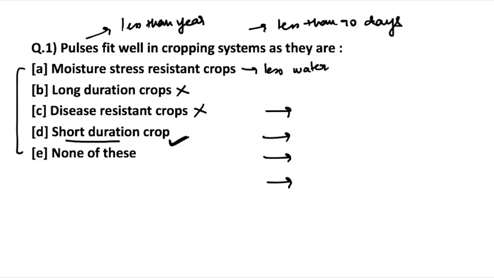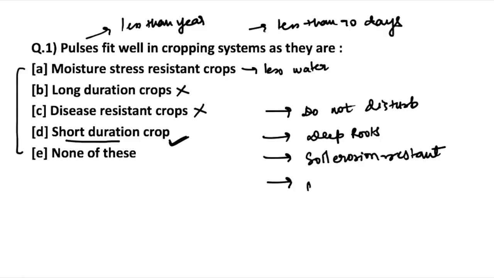Now what are the other features of pulses? They do not disturb the main crop while they are being grown with it. Next, they have deep roots. Deep roots means they open up the soil, which means better aeration. Also they provide protective ground cover, so they are soil erosion resistant, we can say. And one of the features is that they are short duration crops. Because of these features, pulses fit well in the cropping system.